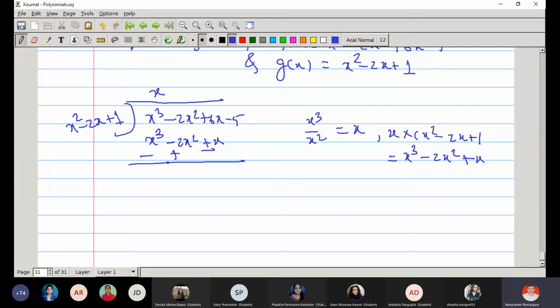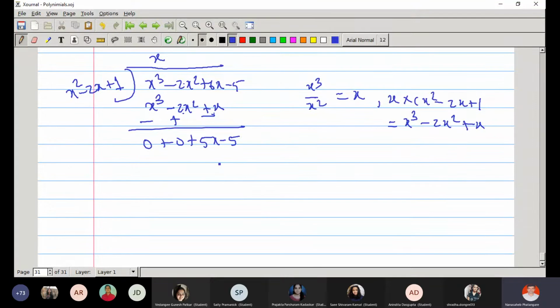Right, what is the next step? What is the remainder here? What is remainder? 5x minus 5. Here remainder is this because we cannot go further. If we divide 5x by x square, then it is 5 by x, which is not a polynomial. So we cannot divide a lower degree term by a higher degree term.